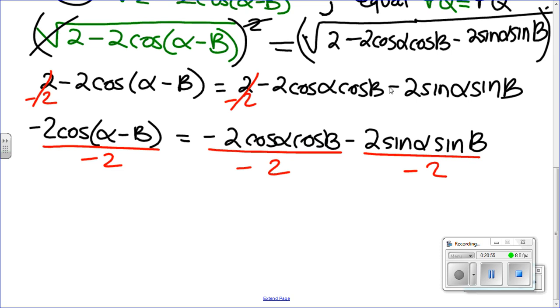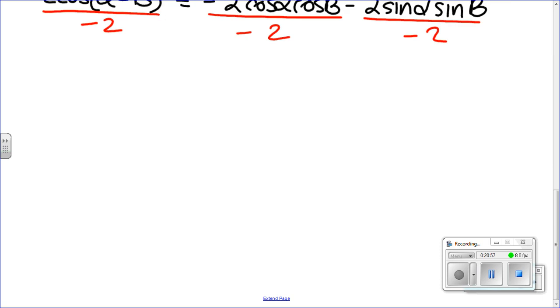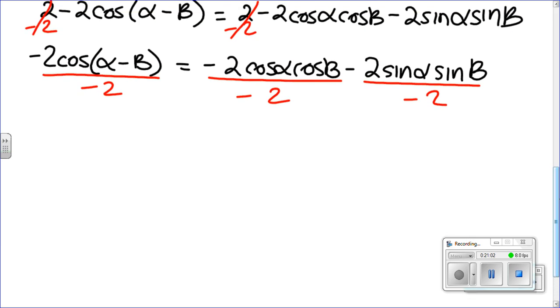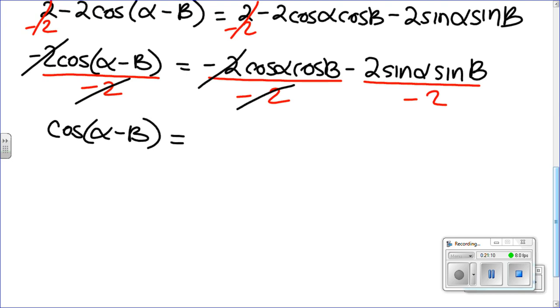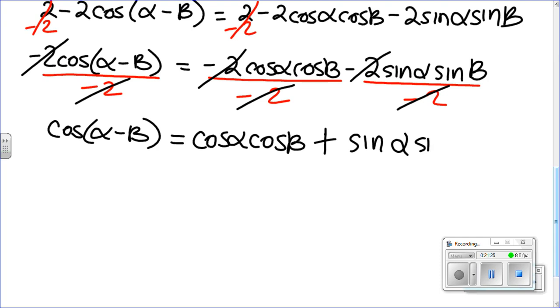So if we divide everything by negative 2, we could do that, right? Because as long as we do it to the whole equation. By the way, the second slide was if you ran out of room. Thank you. So negative 2's cancel, and we have cosine alpha minus beta equals, because negative 2 divided by negative 2 equals 1, right? So we have cosine alpha cosine beta, not minus, but what should I have here? Instead of minus, plus, because negative 2 divided by negative 2, plus sine alpha sine beta.